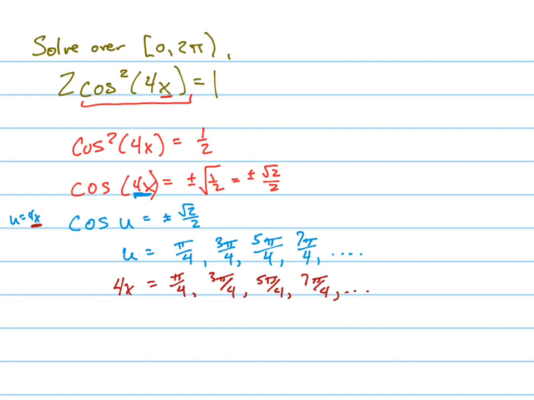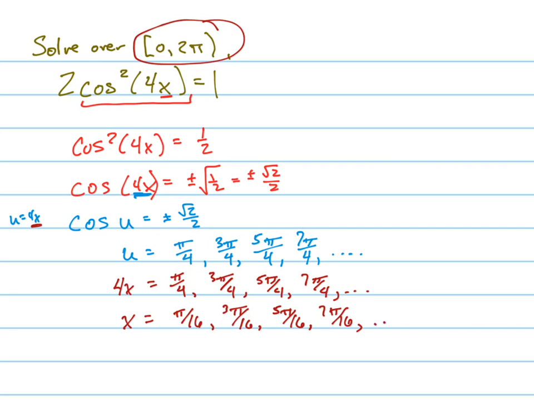But how do I know what the answers are? Well, again, I'm trying to solve for x, and I'm trying to solve it over the one full revolution around the unit circle. So my answer is x equals pi over 16, 3 pi over 16, 5 pi over 16, 7 pi over 16. You can see the pattern, can't you? It'll keep going every odd. That's one way you could do it.